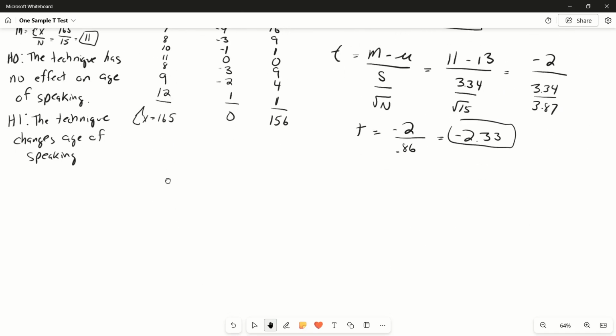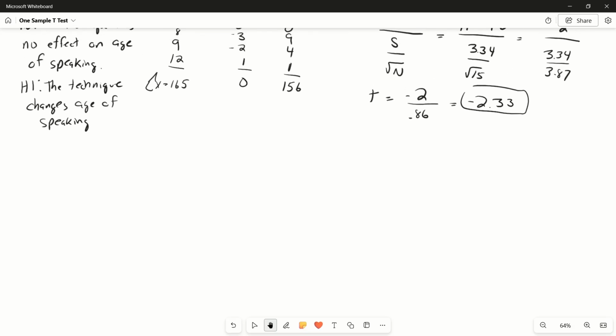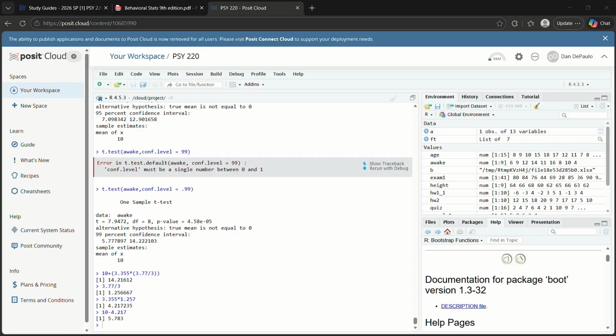We're using 0.05 two-tailed. So let's do that. Our alpha at 0.05 two-tailed is going to be plus or minus because we're using both tails. And we're going to go to the sheet and look it up.